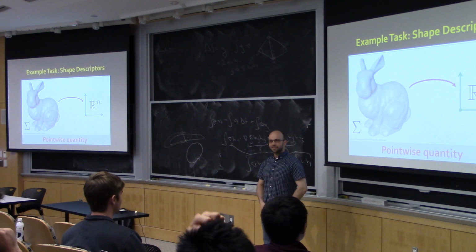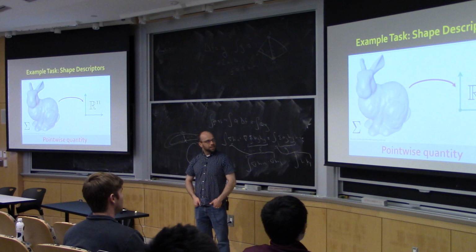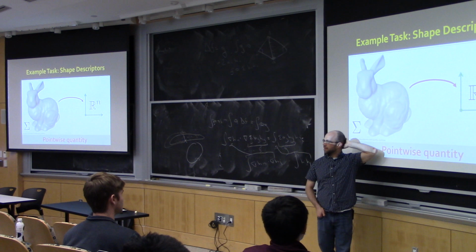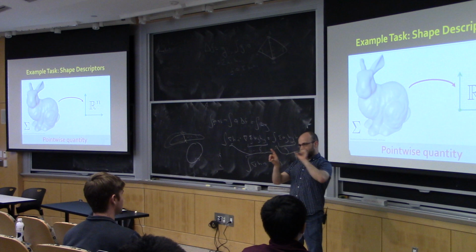And so a very typical task in geometry, they call them descriptors. In machine learning, they call them features. They're exactly the same. It's just to come up with a big vector of numbers per point on a surface that distinguishes that point from all the other ones. Or a related task would be, I have two different surfaces and I want a feature so that the same point on the two surfaces agrees.